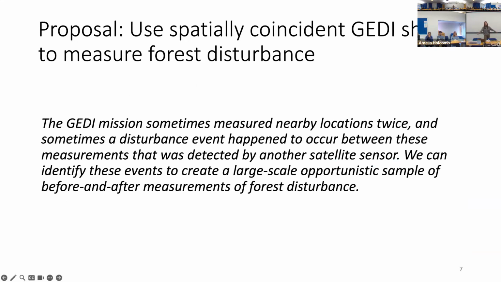But here's our proposal, that we could combine these disturbance detection maps with the incredible quantity of data that GEDI has collected. So even though the GEDI mission doesn't have a guaranteed repeat cycle, it did sometimes happen to measure nearby locations twice. And sometimes a disturbance event happened to occur in between those 2 measurements. And that disturbance event was detected by the RAD or the AFC maps. And if we could identify those events, we could create a large-scale opportunistic sample of before and after measurements of forest disturbance. And this is going to be a sort of needle in the haystack search.